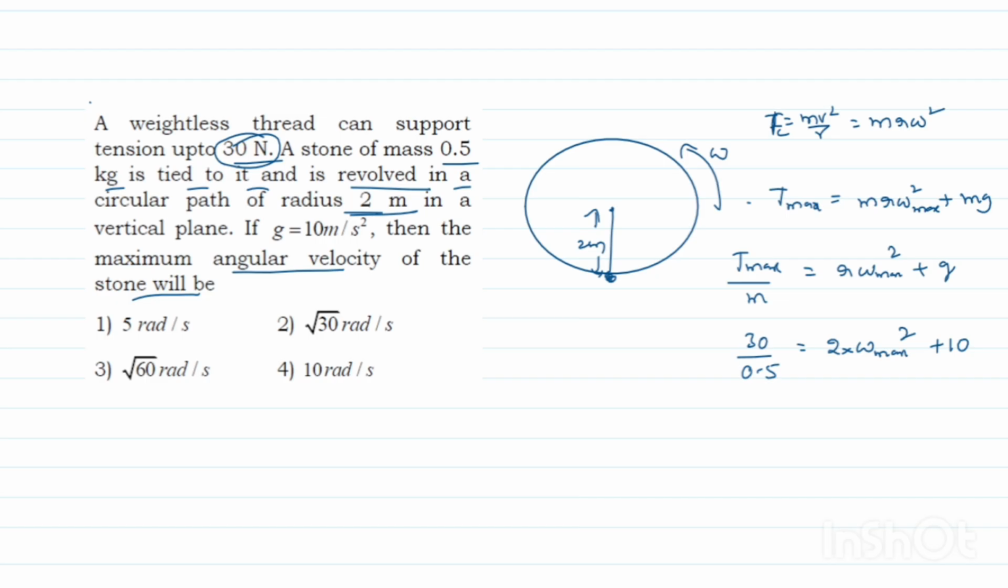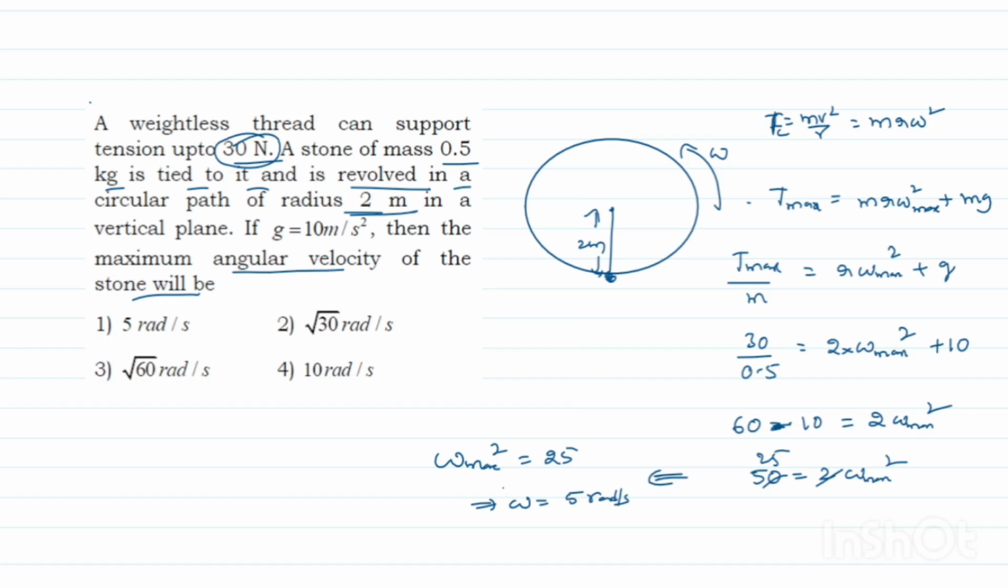So 0.5 you can take as 1 by 2, 2 will come to the numerator, 2 into 30 will be 60. So 60, and this plus 10 you have to bring this side, so minus 10. Here 2 into omega maximum square you will be getting. It's 50, which will be equal to 2 into omega maximum whole square, 25 times you will be getting. And here omega maximum whole square will be equal to 25. Then the omega value will be 5 radian per second. This is the angular velocity, radian per second.